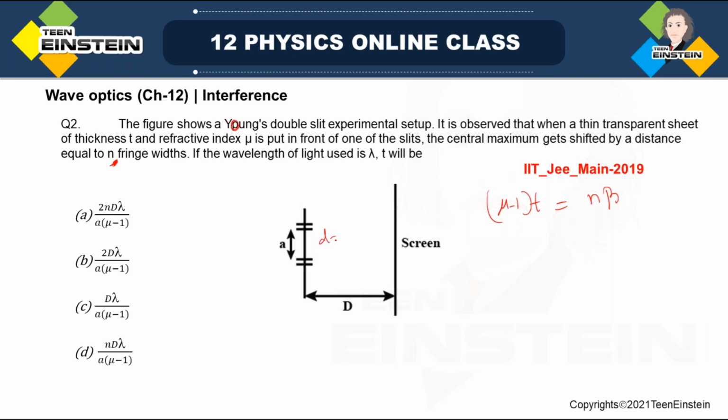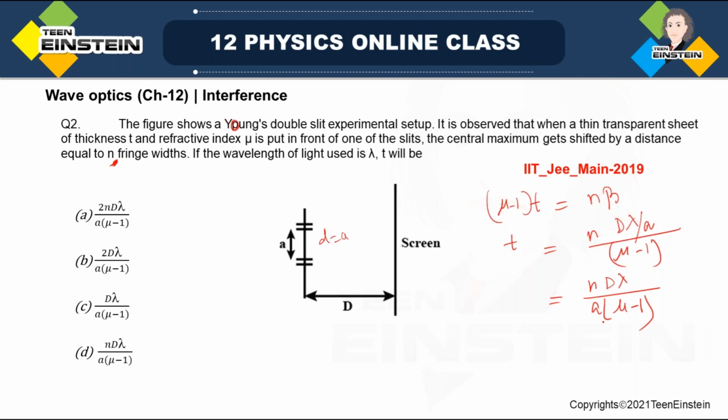So this small d is equal to a here. Then I can write n, and beta is the fringe width, so beta is D lambda by a, because this is the fringe width. Then you will get mu minus 1 down. So what you get actually is n capital D lambda by a into mu minus 1. So this is the answer for this question.